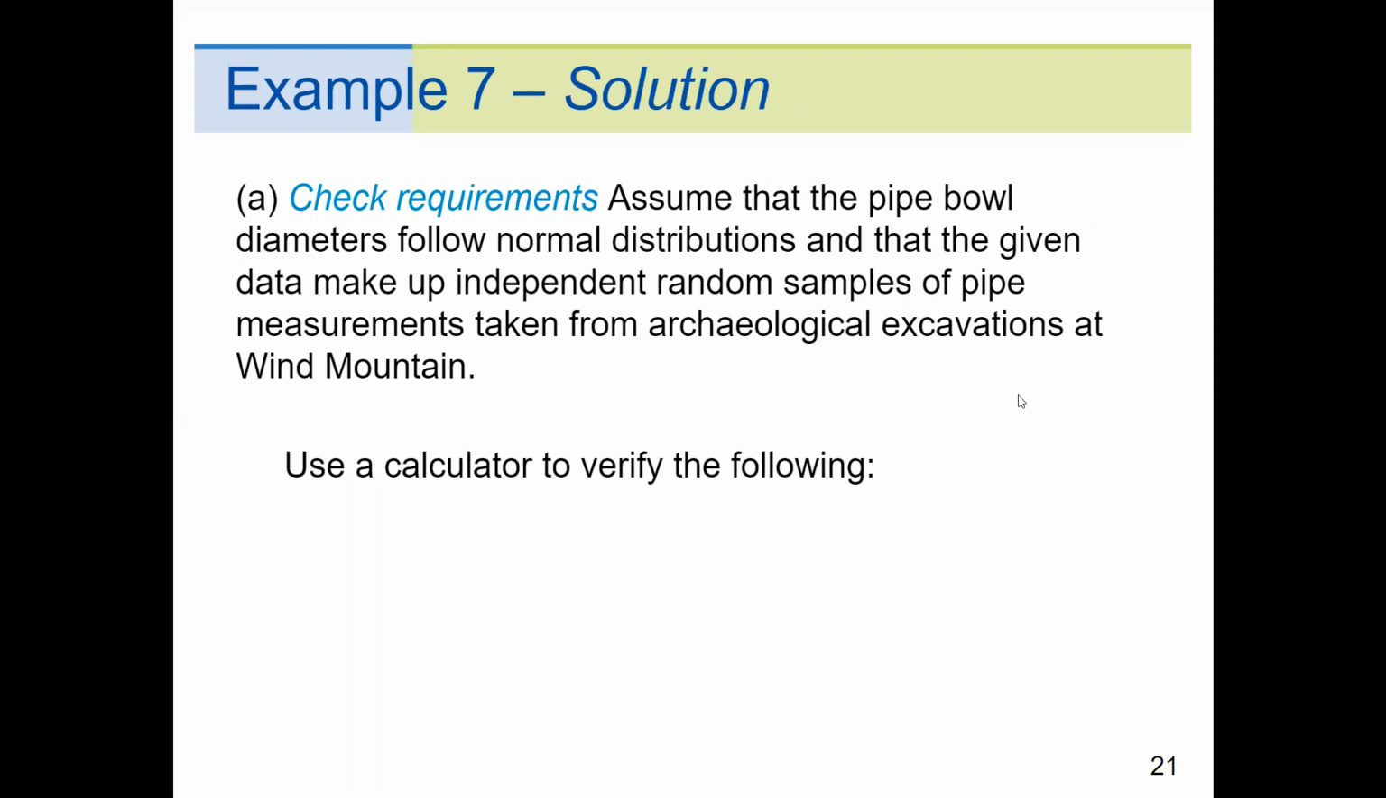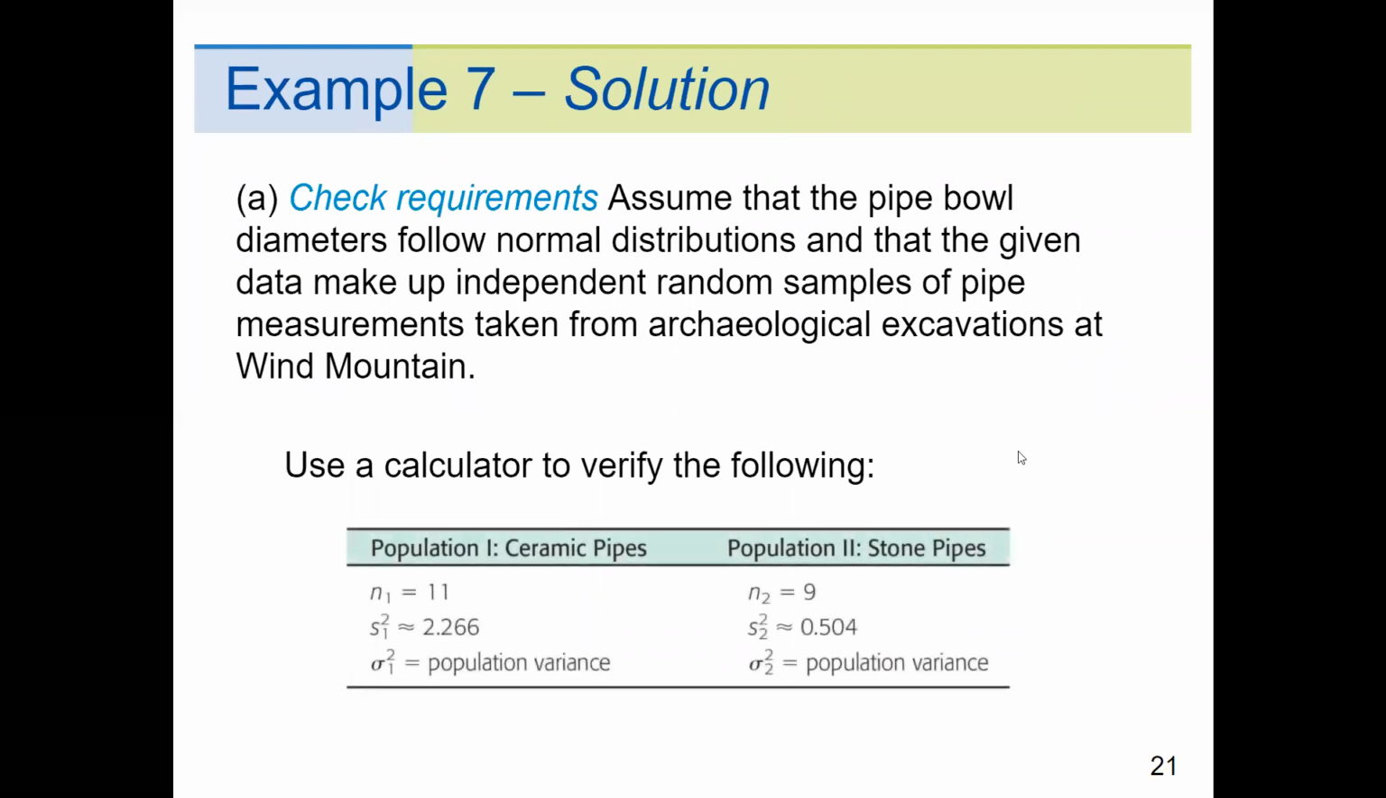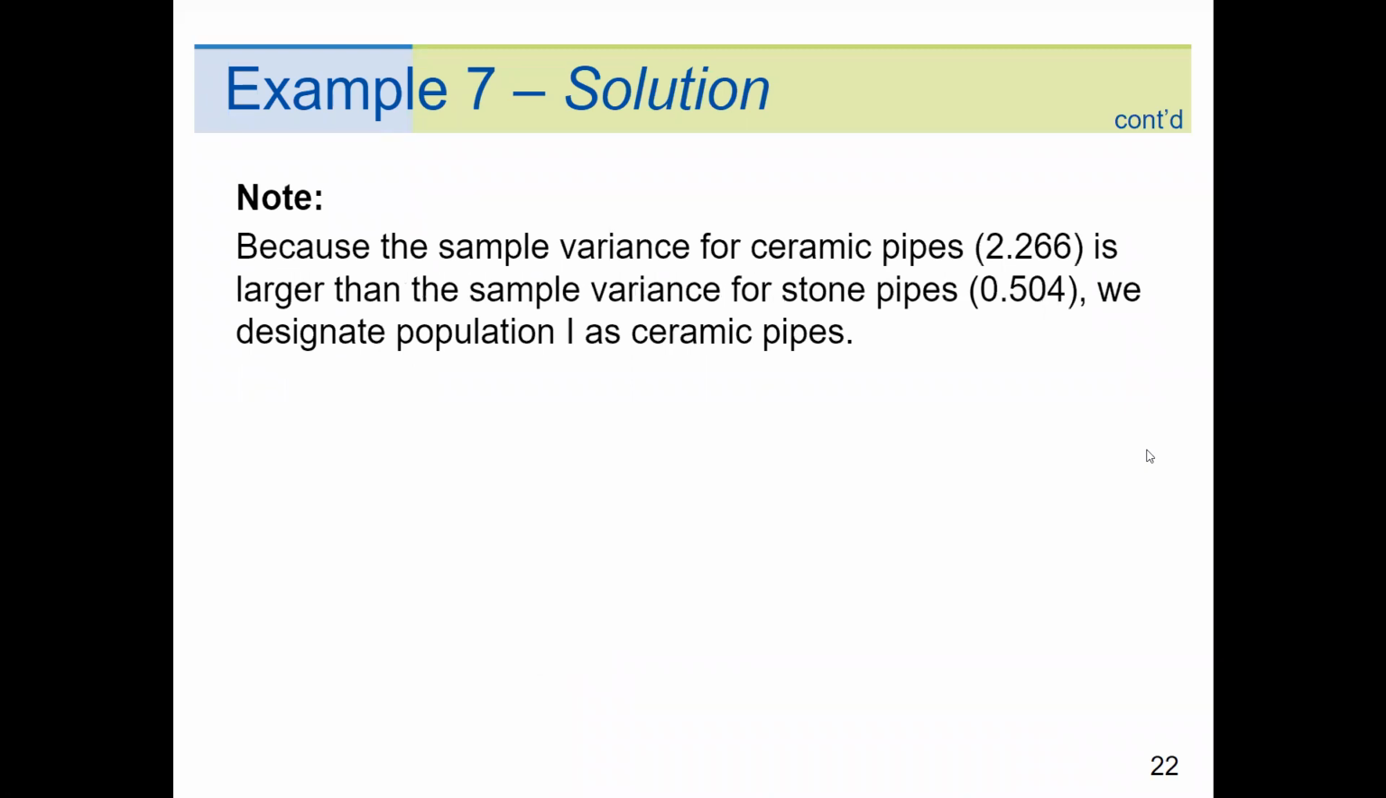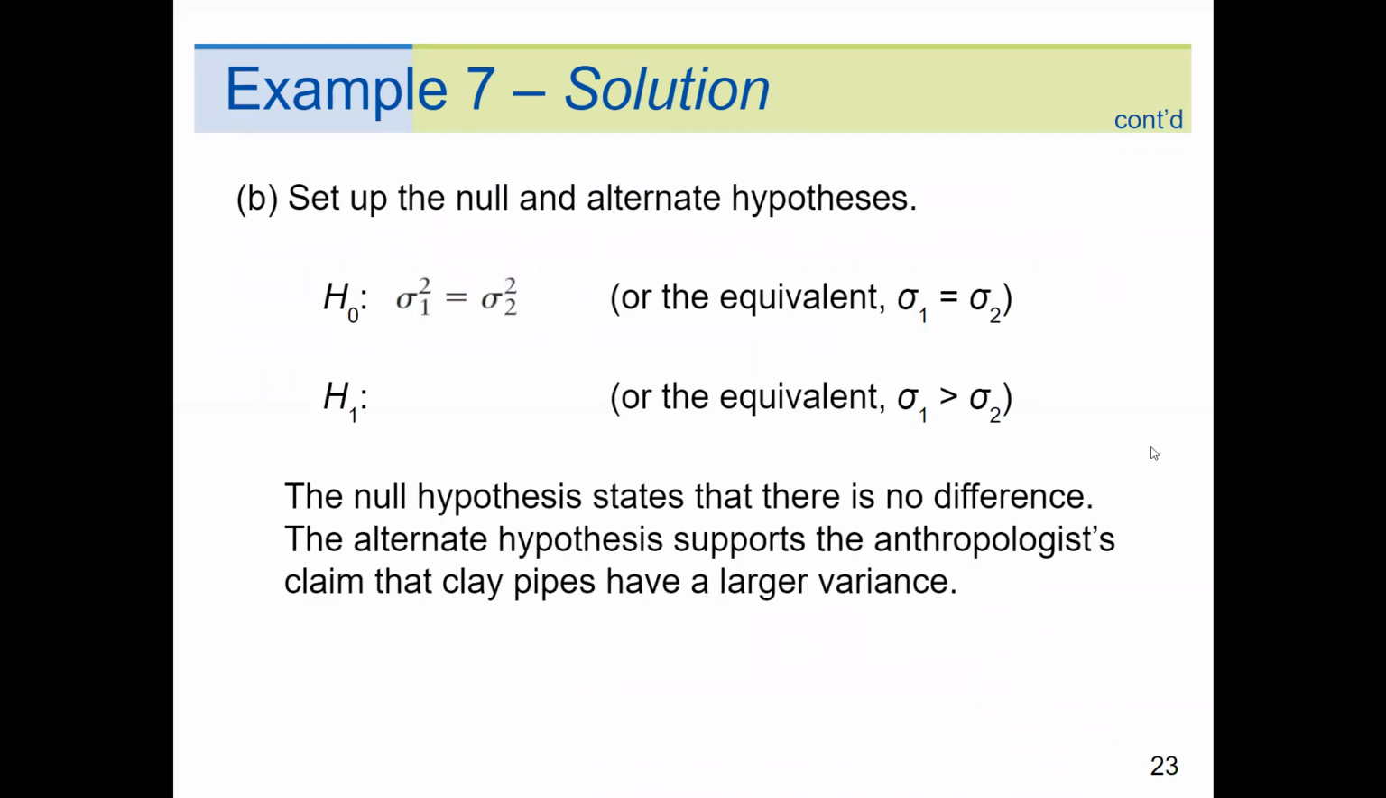Here they're going to check their requirements. Using a calculator, verify the following. Or any other statistical software you would like to use. Note, because the sample variance of ceramic pipes is larger than the sample variance of stone pipes, we designate population 1 as ceramic pipes. Set up the null and alternate hypothesis. The null hypothesis states that there is no difference, while the alternate hypothesis supports the anthropologist's claim that the clay pipes have a larger variance.